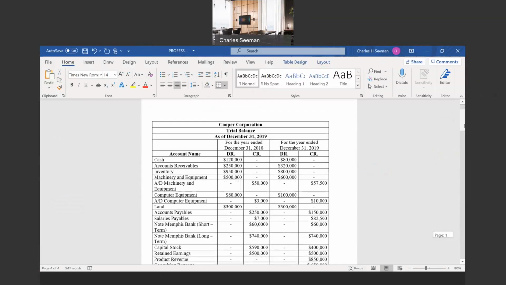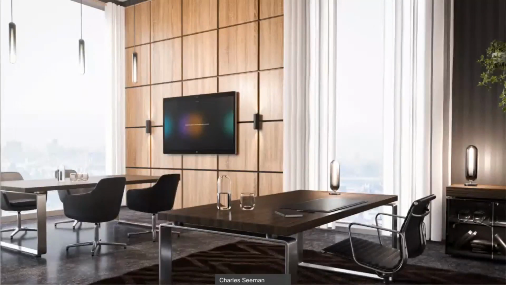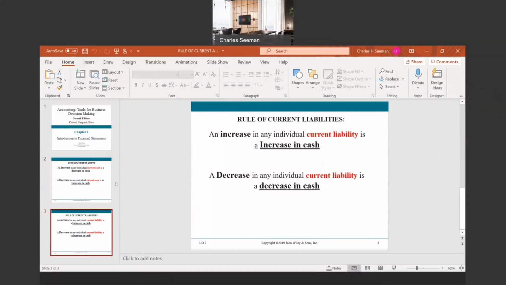Now we go to the current liabilities. Remember, the current liabilities are accounts payable, salaries payable, and the notes. Note that the note didn't change. Let's go to our rule. An increase in any individual current liability is an increase in cash. A decrease in any individual current liability is a decrease in cash.